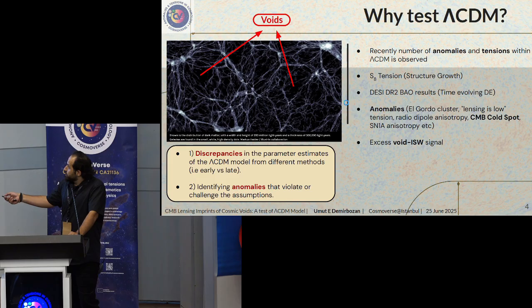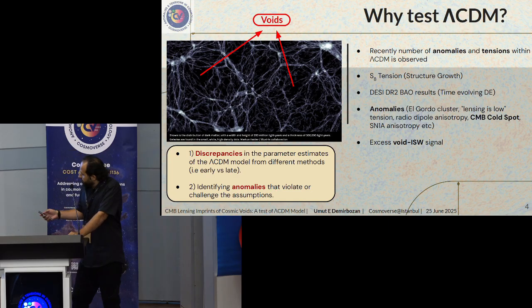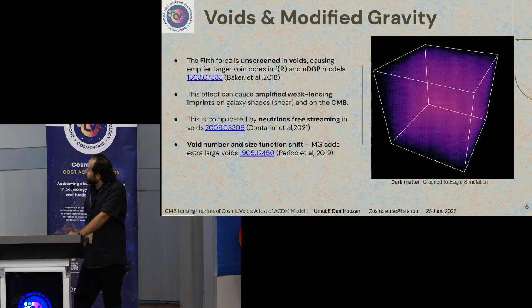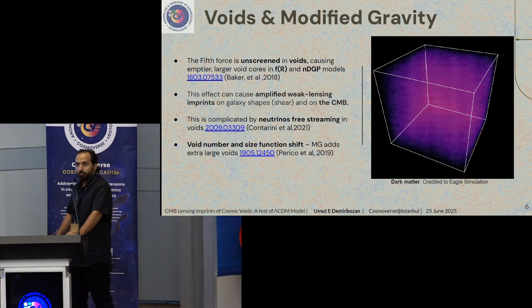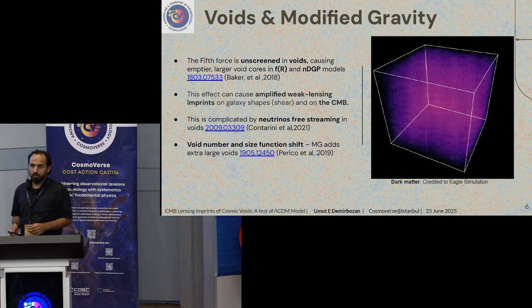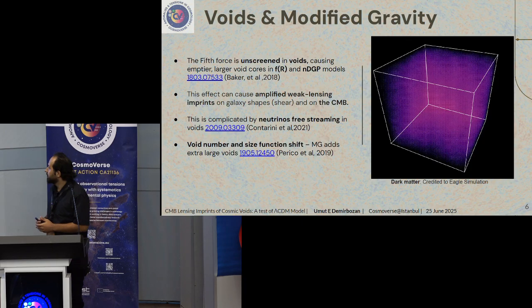So voids are these regions in the universe where there are not many galaxies, and the dark matter density is very low. So a little bit of background. Voids are an excellent place to test modified gravity. They dominate the universe, with about 60% of the current universe volume made up of voids.